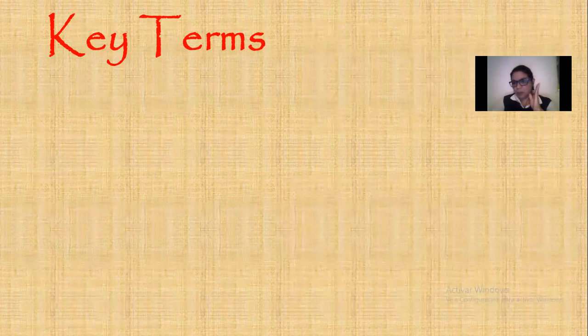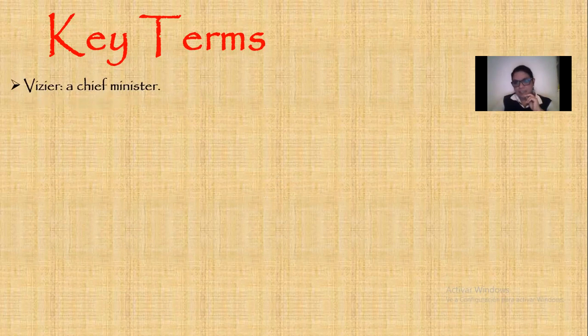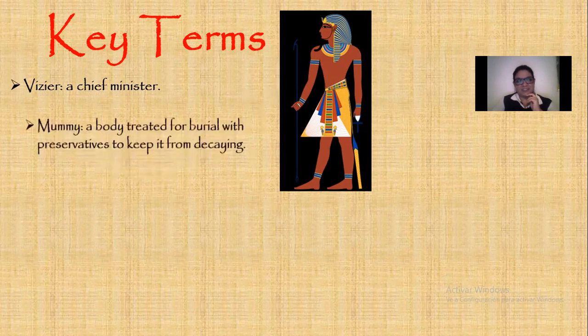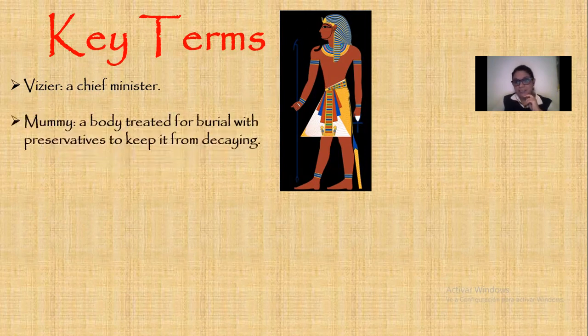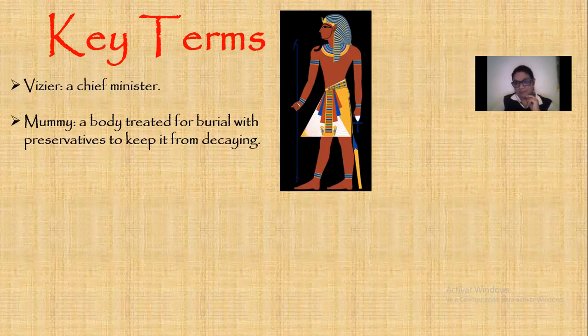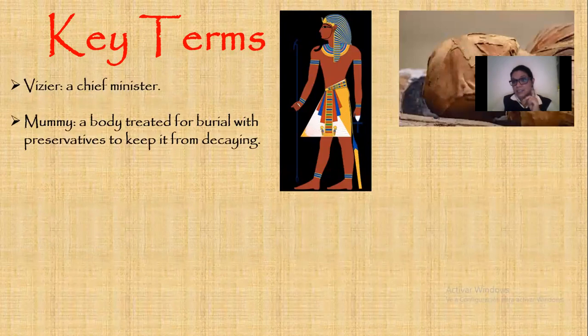Other key terms that we are about to study are vizier, a chief minister. He was part of the upper class along with the pharaoh in the social structure. Mummy. Amazing. A body treated for burial with preservatives to keep it from decaying. There are mummies from thousands of years ago that still exist.